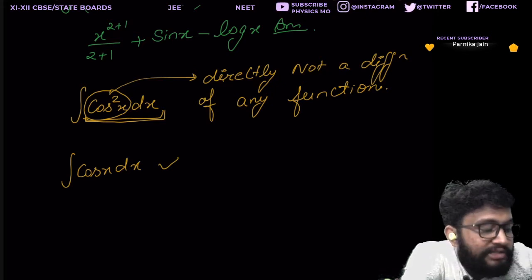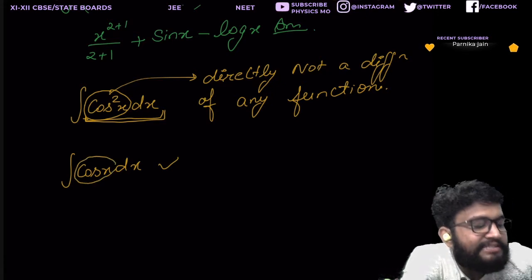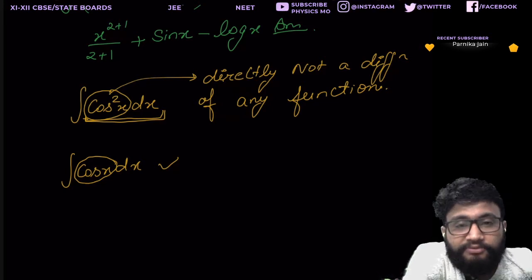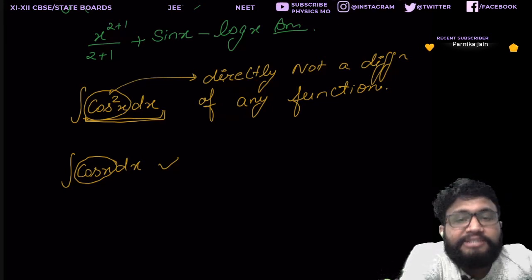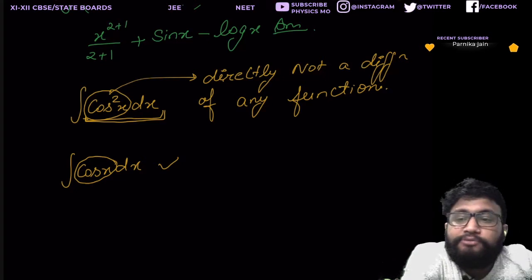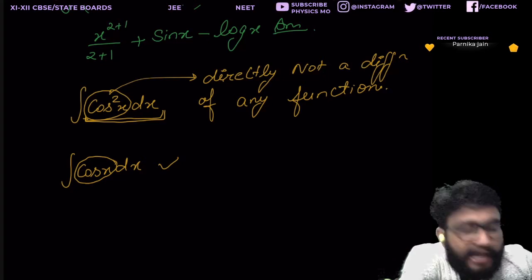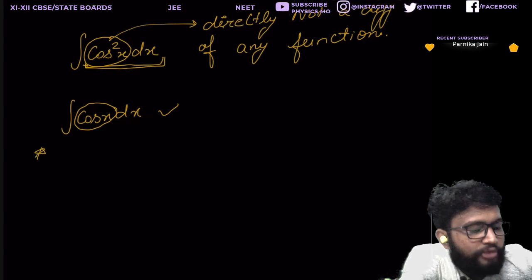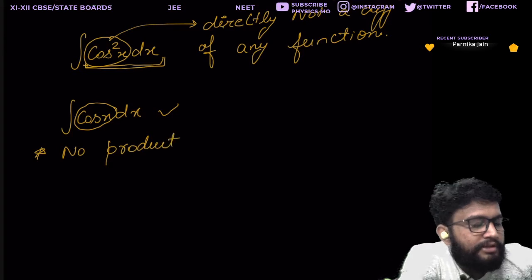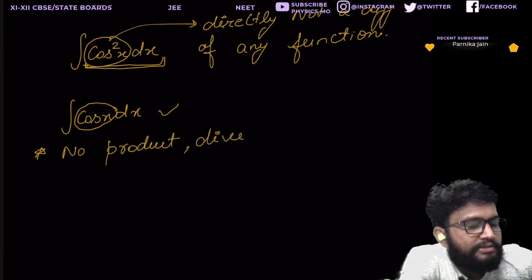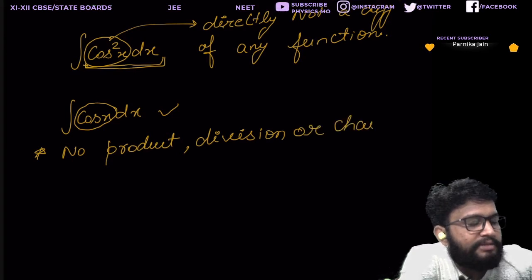Like the function has to be exactly as same as it was in differentiation. Only in that case you can integrate it directly. Otherwise you have to use the other methods. And one thing which is also very important, that is there is no product, division or chain rule applicable in this.